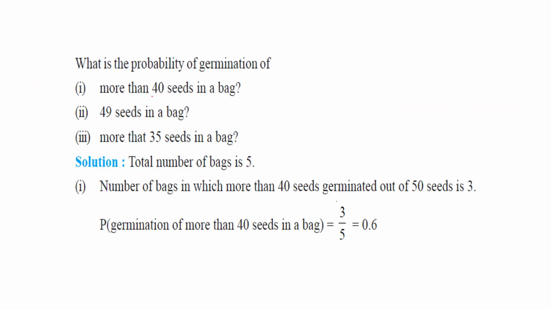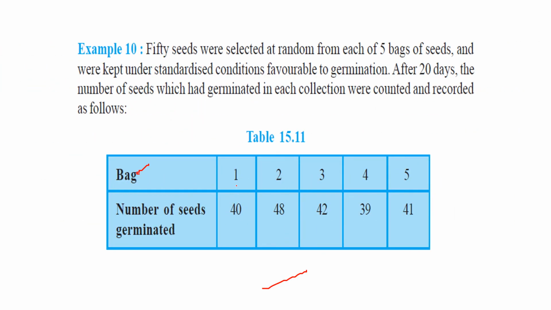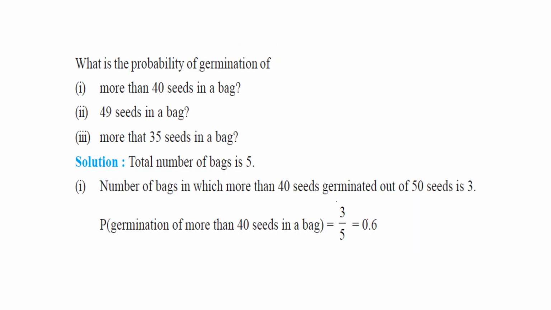First, what is the probability of germination of more than 40 seeds in a bag? So more than 40, so 48, 42 and 41. This we are going to take because we are talking about more than 40. So we have 3 of them. So 3 divided by 5, the total of 5.